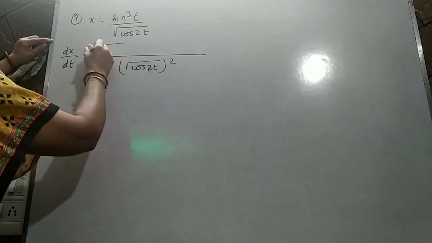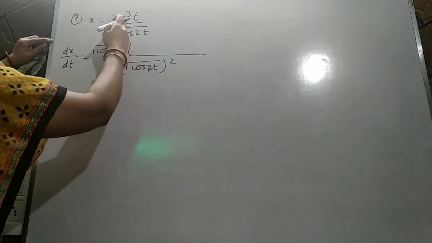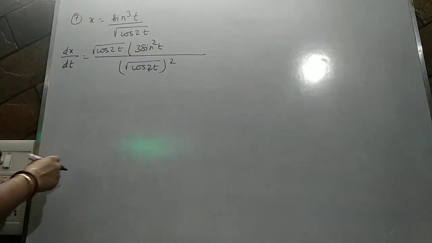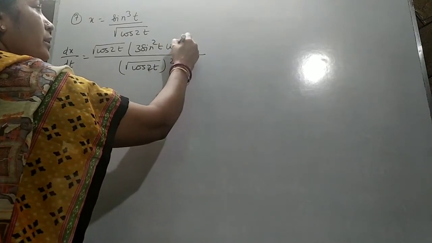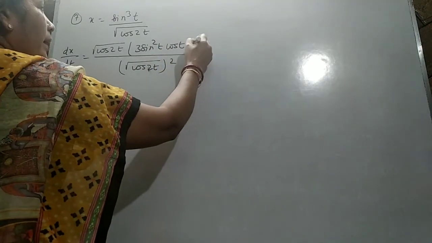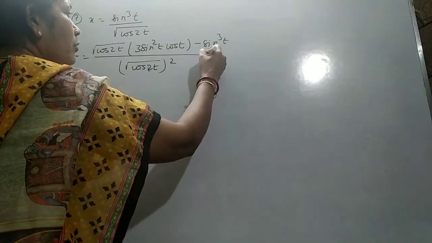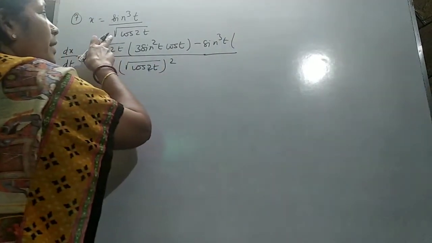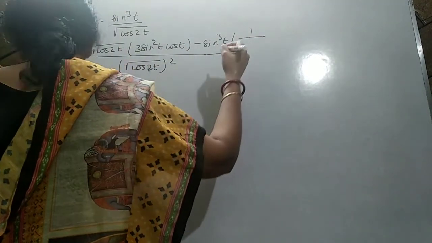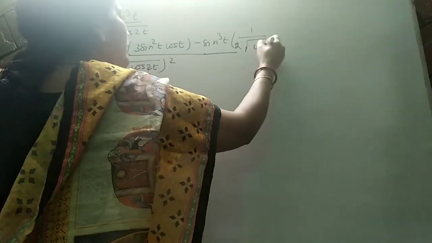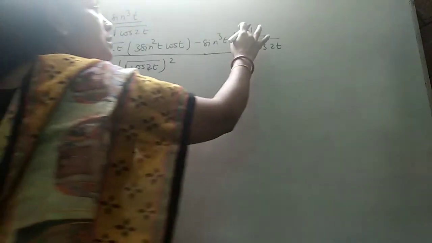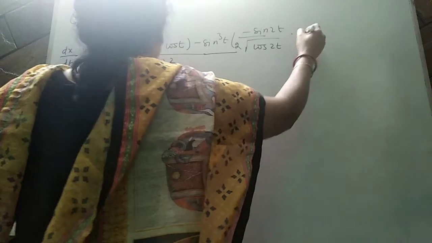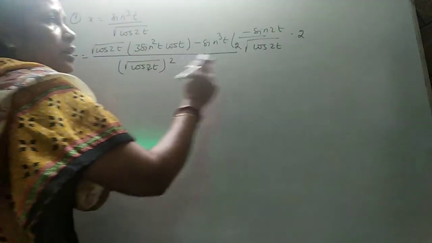If I keep denominator constant cos 2t, numerator differentiation: sin cube t gives 3 sin square t into differentiation of sin t, what we will get is cos t. Now minus sin cube t, numerator I am keeping constant, and denominator differentiation: first root differentiation, 1/2 into under root of cos 2t, into differentiation of cos, minus sin 2t, into differentiation of 2t, into 2. We are differentiating with respect to t, so there is no need to write t again.